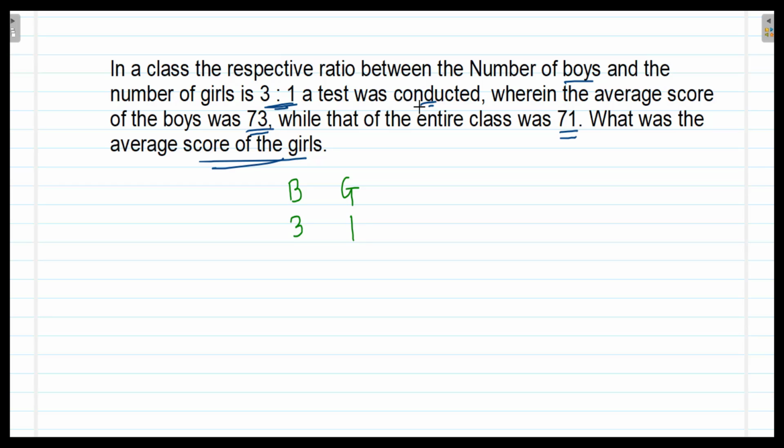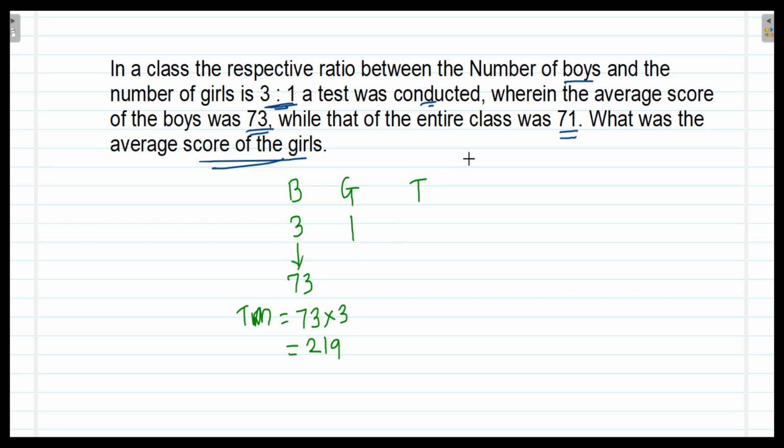And it is said that a test was conducted wherein the average score obtained by boys is 73. There are 3 boys and the average score of these 3 boys is 73, and therefore the total marks obtained by 3 boys will be 73 into 3, and that is equal to 219. 3 3s are 9, 7 3s are 21, 219.